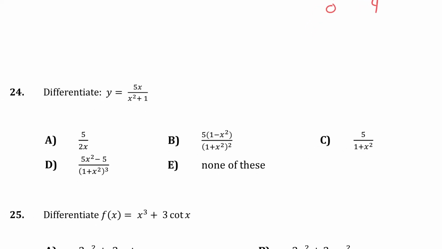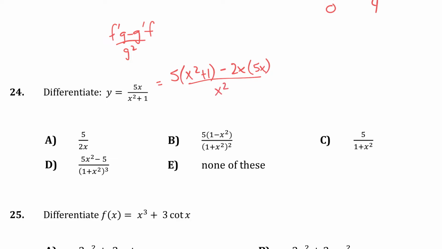Okay. Differentiate this. Well, that certainly looks like a quotient rule to me. And I just like to write f prime g minus g prime f all over g squared. So f prime, that is 5 times g, which is x squared plus 1, minus g prime, which is 2x, times f, which is 5x, all over g squared, which is x squared plus 1, and the whole thing has to be squared.